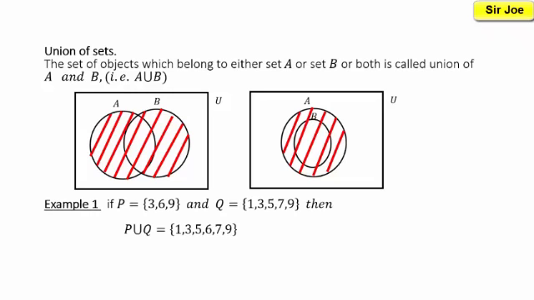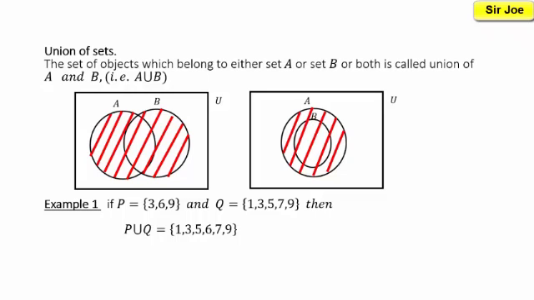Okay, let's look at this example. Example 1. If P is equal to 3, 6, 9, and Q is equal to 1, 3, 5, 7, 9, then P union Q will be what? Then you know that we said the union is all the elements in P and all the elements in Q. So putting all the elements in P and Q together, we have 1, 3. You see there is 3 in P and there is 3 in Q. So I don't expect you to write both. You write only one of the 3.